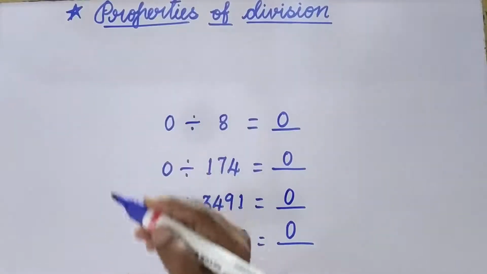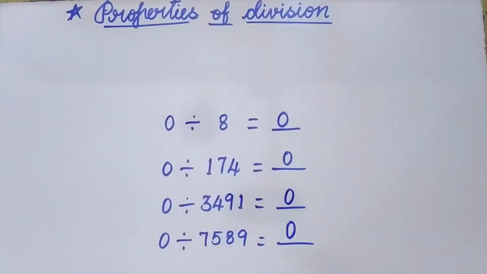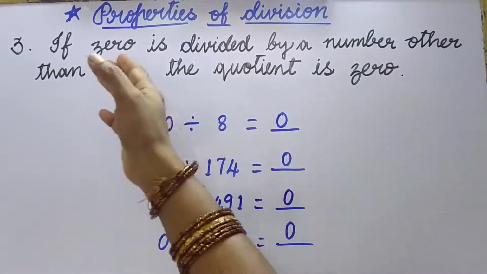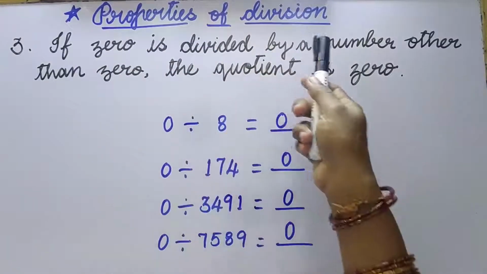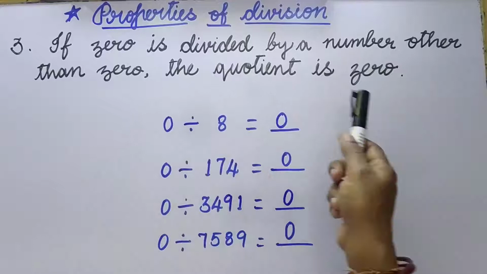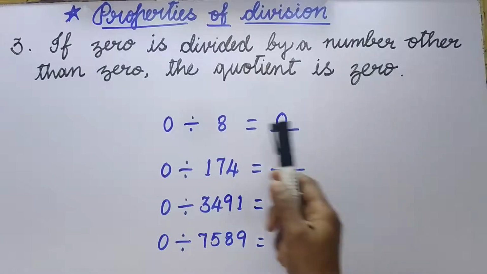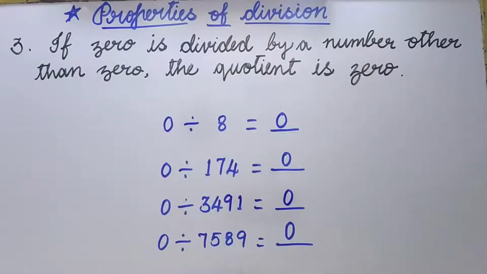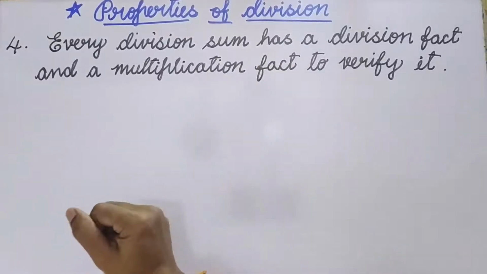So what can we state here? What can we write? If 0 is divided by a number other than 0, the quotient is 0. So this is the third property of division. Let us move on to another property.